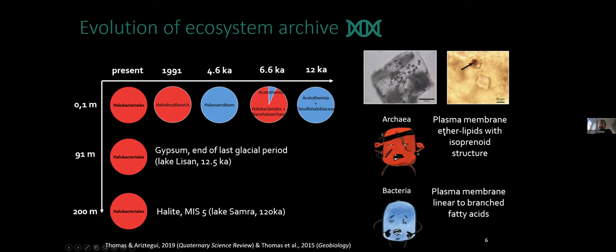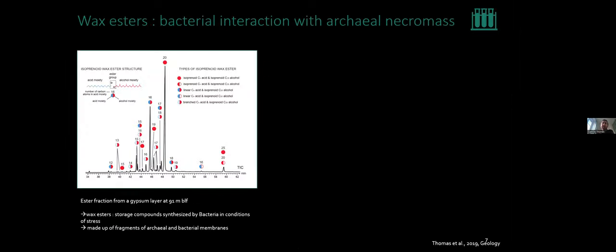For archaea, it's ether lipids with an isoprenoid structure. I will show you what it's like in a few seconds. For bacteria, it's a plasma membrane made of linear to branched fatty acids. This gives different molecular fossils in the sediment and allows us to retrace changes with time.